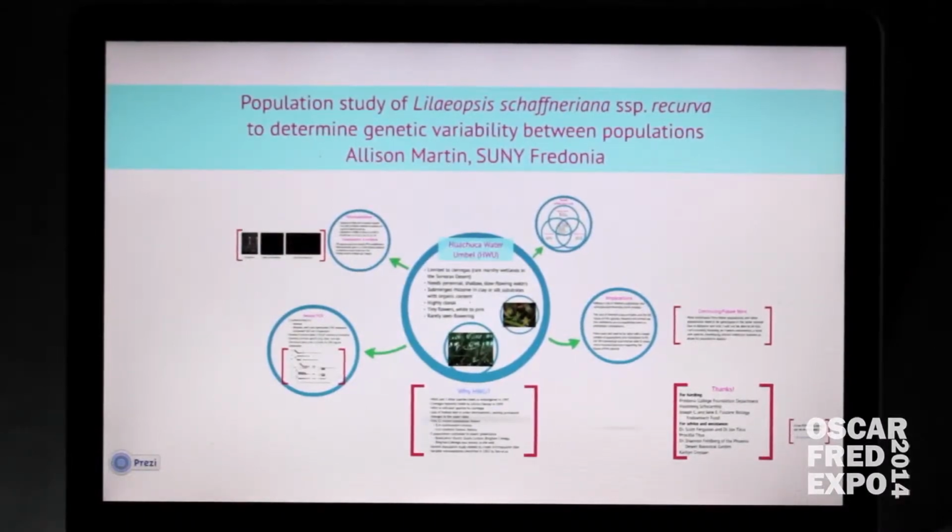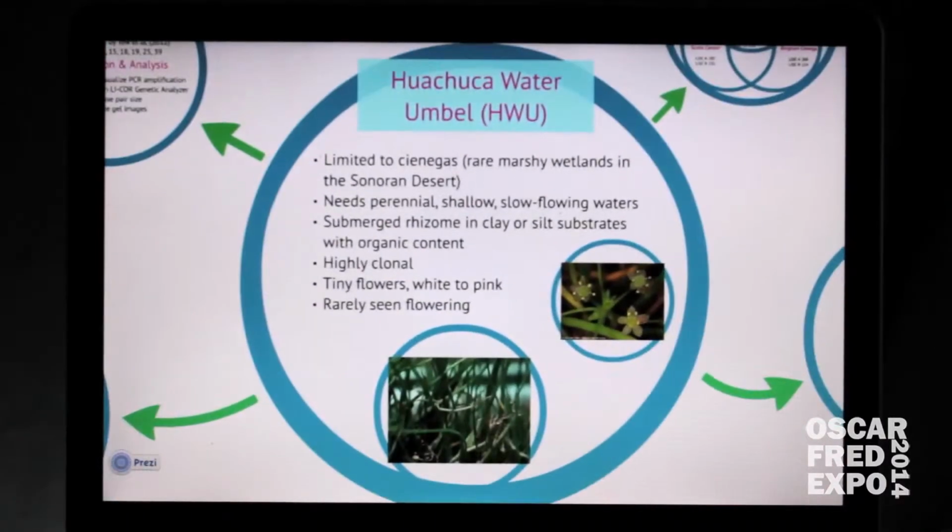Lilaeopsis schaffneriana subspecies recurva is better known as the Huachuca water umbel. This plant is limited to ciénagas, which are rare marshy wetlands in the Sonoran Desert, and it needs shallow, slow-flowing waters. In these locations, it grows in large grassy mats, as you can see in the bottom image, and has tiny flowers, as pictured on the right.